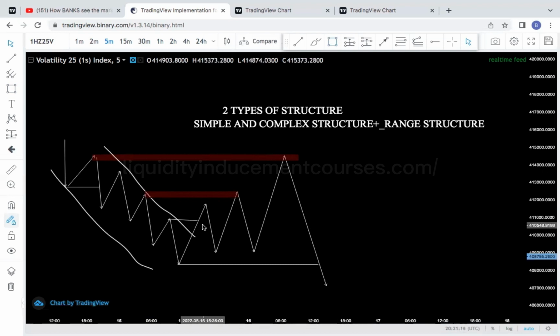Okay. When I say internal structure, I mean every other low and high forming inside of the range. Every other higher high and higher low, or lower high and lower low forming inside of the range. The range is the start of the trend to the next area of the trend before we have a break of structure. Okay. So whenever we break this structure and retest and continue downward, we have left this range.